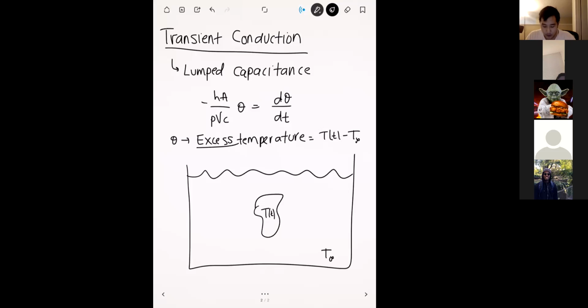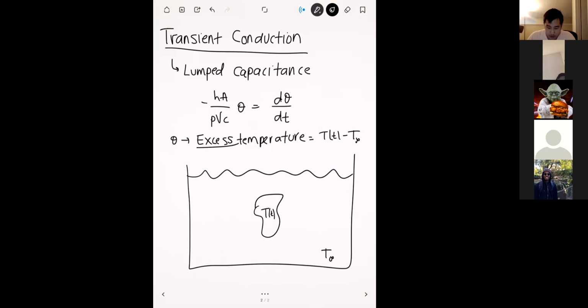Right. So this isn't new. We've seen this concept of theta and excess temperature back when we were discussing fins. It's just that now we're applying it to transient heat conduction as well, just to simplify the math for us.